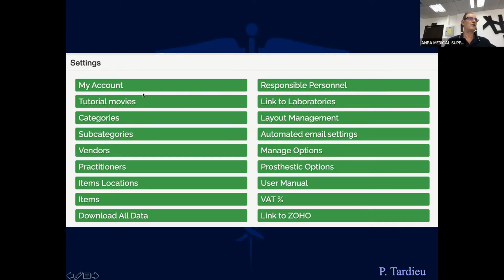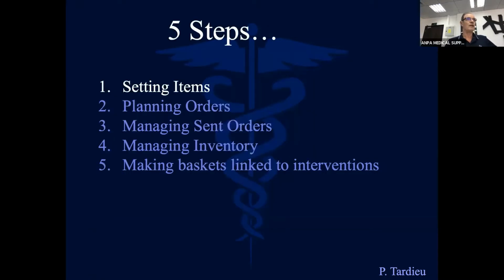And you have settings about the categories of what you are buying, subcategories, different vendors, the practitioners, where you store your items, what kind of items, we will work on those items, and you will manage different options of payment and all this. So this will help you manage your system in a very simple way. We will go through 5 steps. I'm going to present that to you like this, and after we will do it for real, because you need to understand in real how we are working.